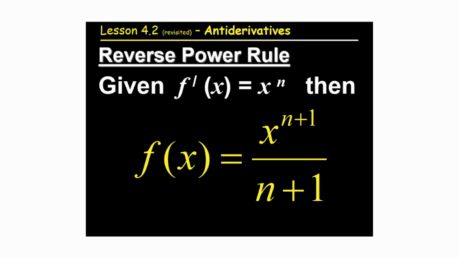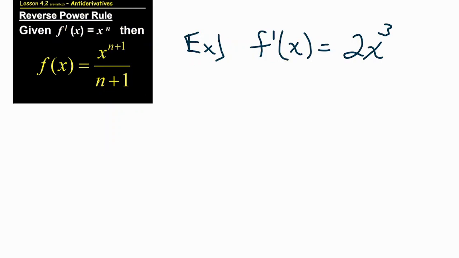Let's use the reverse power rule, and let's continue to use some good thinking to be able to find some antiderivatives. So here I have f prime equaling 2x cubed. And if I want to find the antiderivative, that basically means I'm trying to find the original function. We can use the reverse power rule. All you got to do is add 1 to your exponent and divide by your new exponent. Now, of course, your new exponent would be 4.